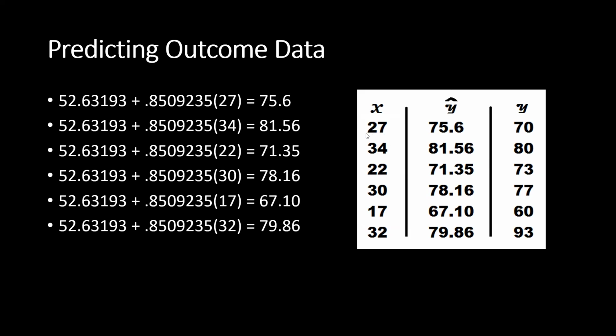So in our initial observations, we had 27 as our x value and a corresponding observation of 70 for our y value, 34 for our x value, and a corresponding observation of 80 for our y value. In the case of our model, a value of 27 for x gives us a value of 75.6 for y. And again, you can see the differentiation between the predicted y values and the actual y values from our original observations.